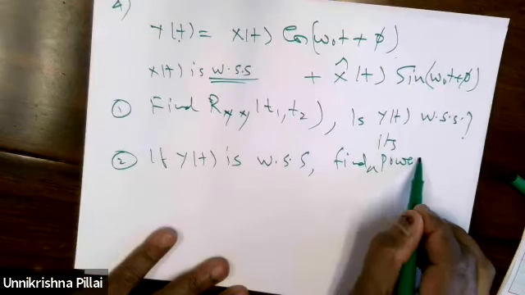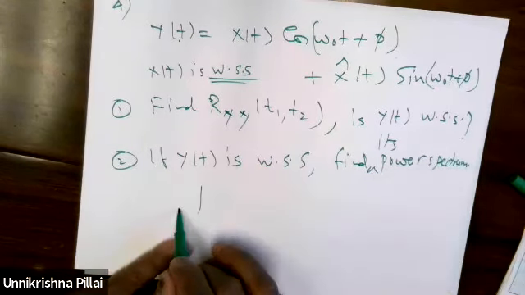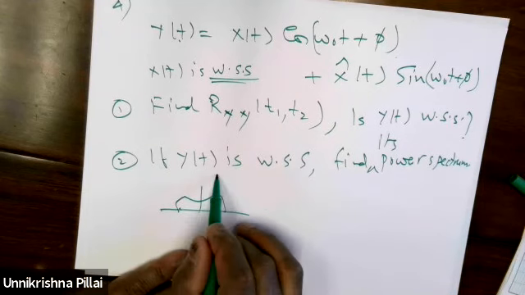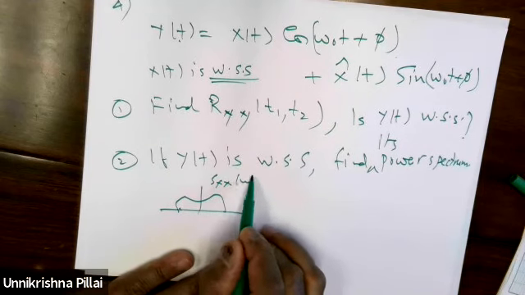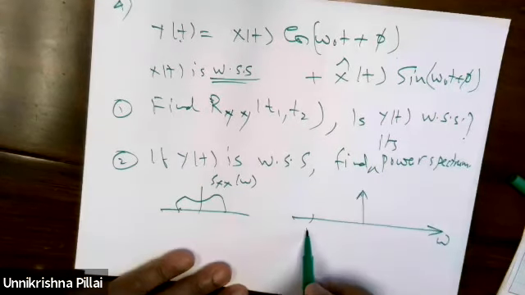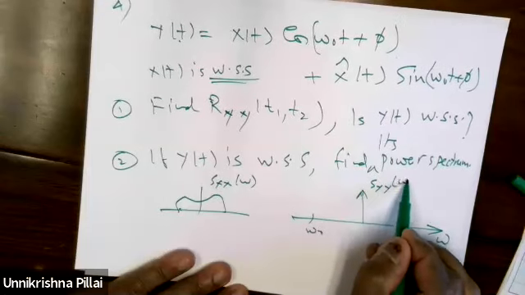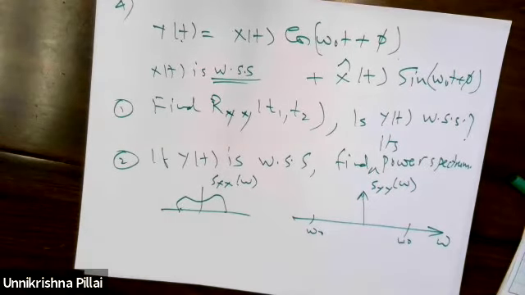Find its power spectrum. This is something doable by you. Let's say S_XX(omega) is like this. I want you to draw the shape of it. If it's an exam problem, then you should be able to do it. You're actually in a position to do this problem.